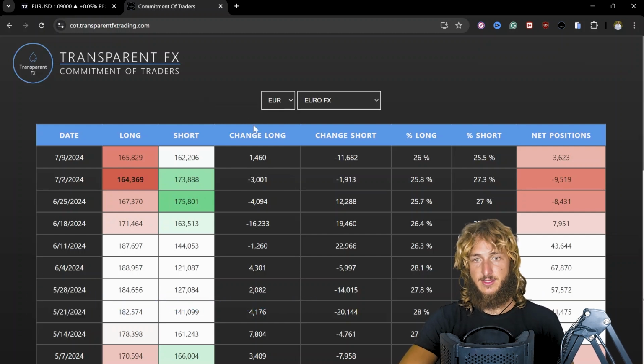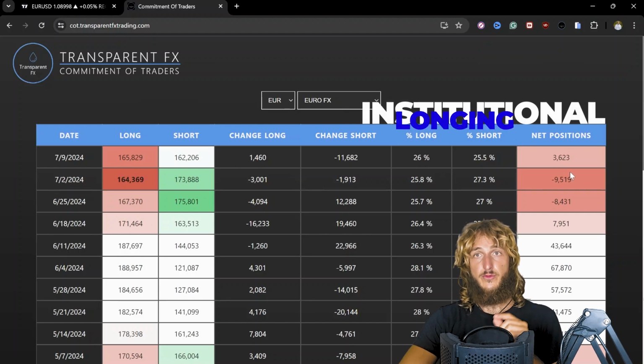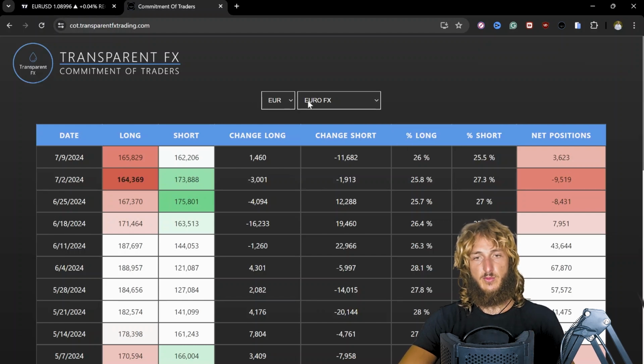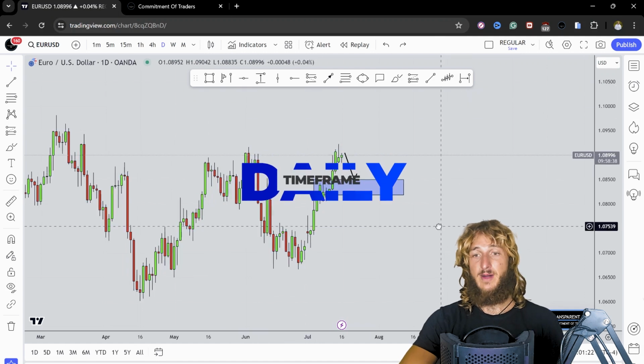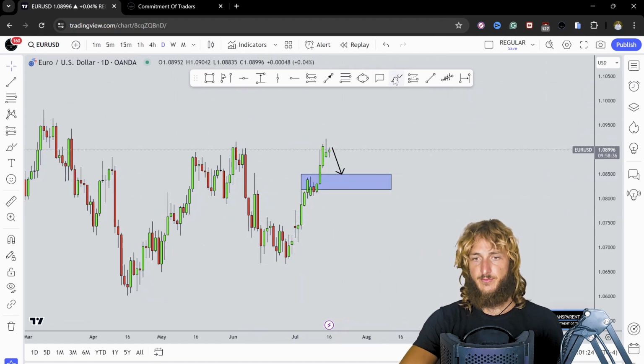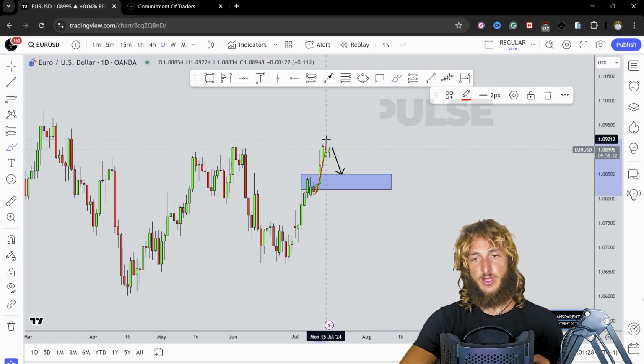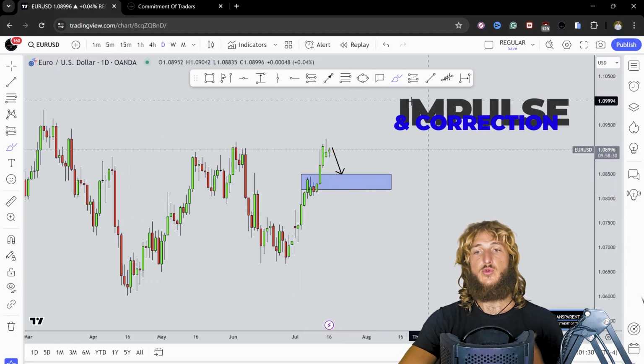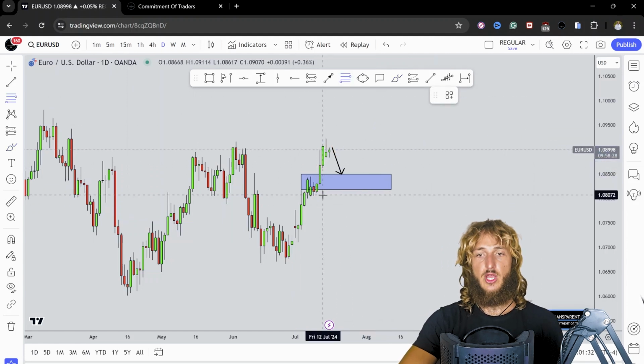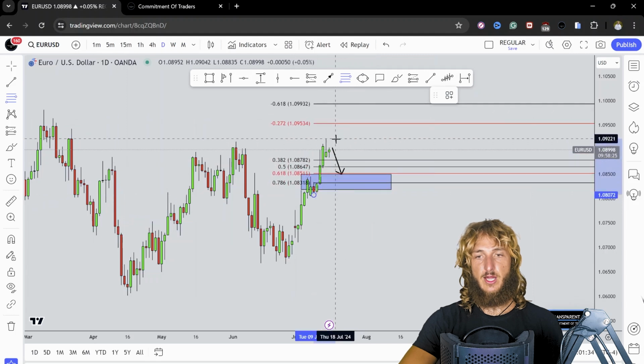Now, back to the analysis. So let's keep in mind that institutions just moved from having more shorts than longs to now having more longs than shorts, and move back to the technical aspect of this market. And what we can also notice here from a technical perspective is that we just had a strong impulse. And after an impulse, if we want to measure the potential correction, we have to take our Fibonacci from the low to the high of the impulse leg.